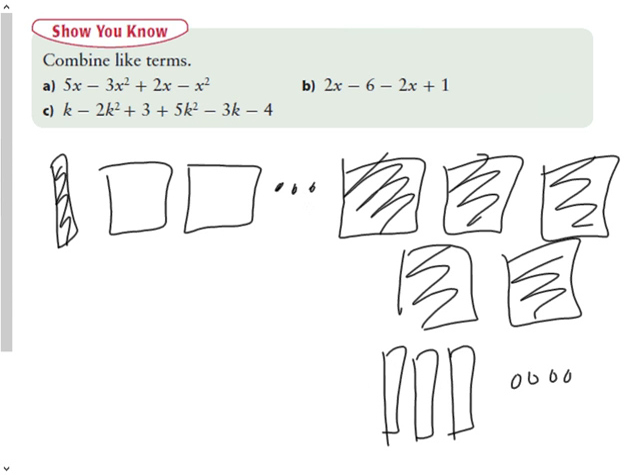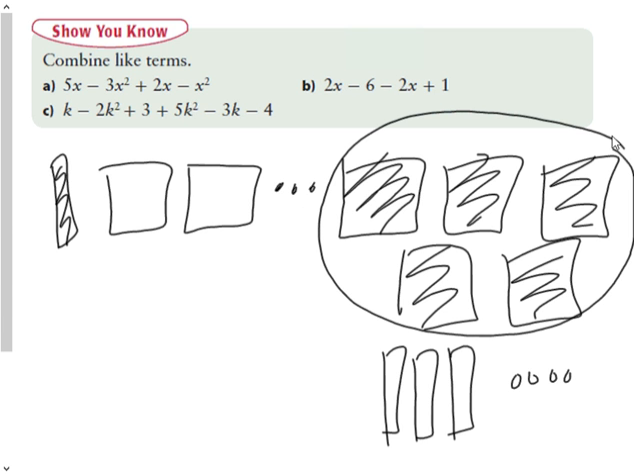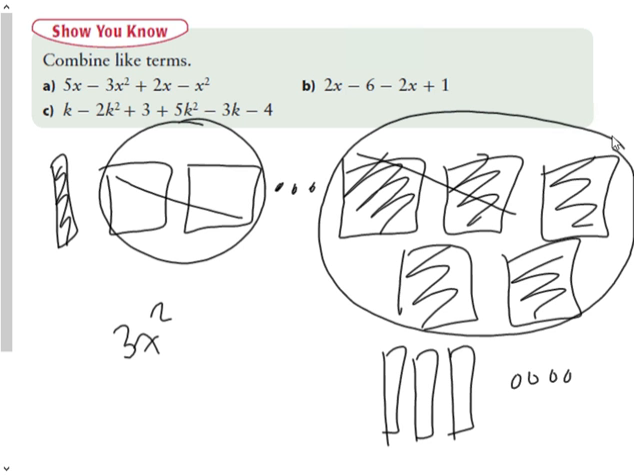So the first thing I'm going to do this time is start with my highest degree terms, which are these 5k squareds and these negative 2k squareds. So these two and these two are going to create an algebraic zero pair, leaving me with 3x squared, or sorry, 3k squared, not x this time, 3k squared as my k squared simplification of like terms.